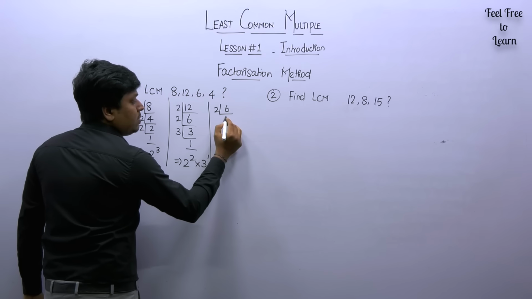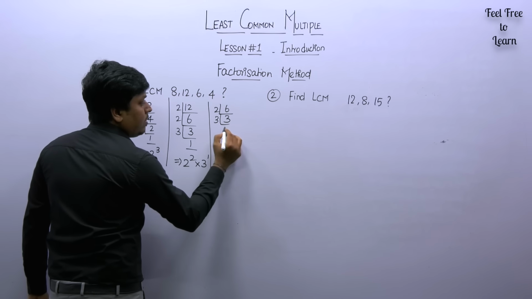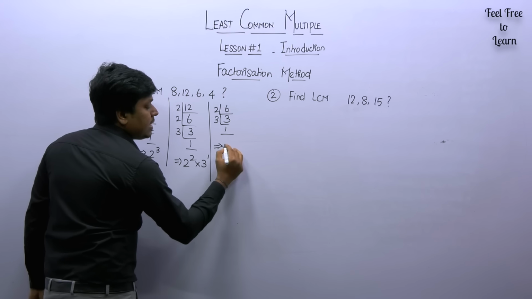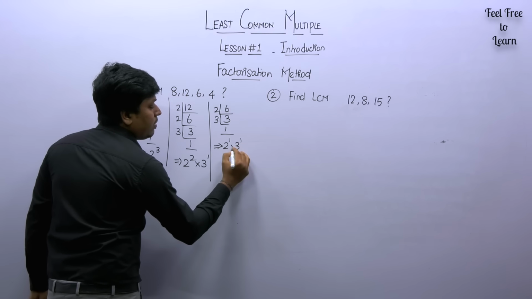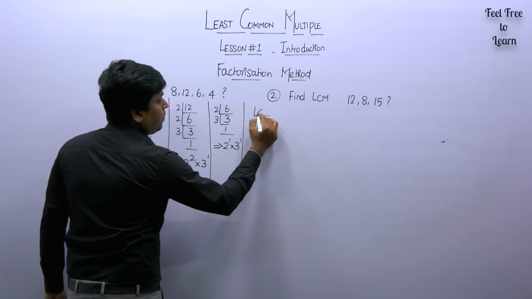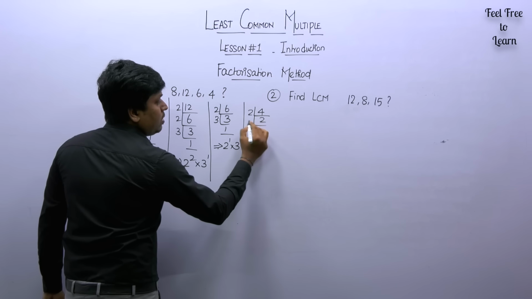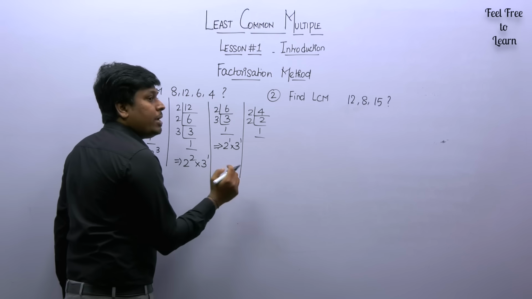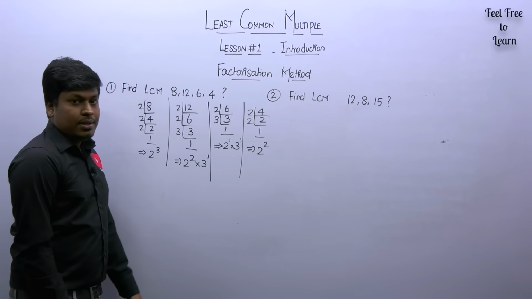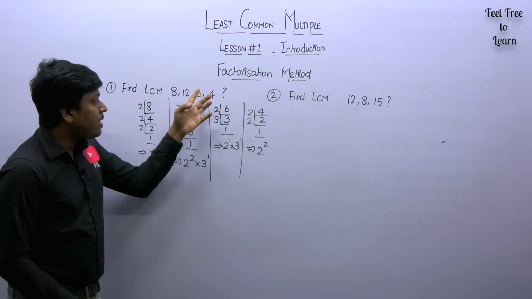Similarly you need to factorize the next number 6. Factorize by 2. 3 2s are 6. 3 1. We have only 1 2 and 1 3 here. So this can be written as 2 power 1 and 3 power 1. Got it? The next number is 4. 2 2s are 4. 2 1. Finally we have 2 2s, that is 2 square. Got it? So finally we have factored each and every number.